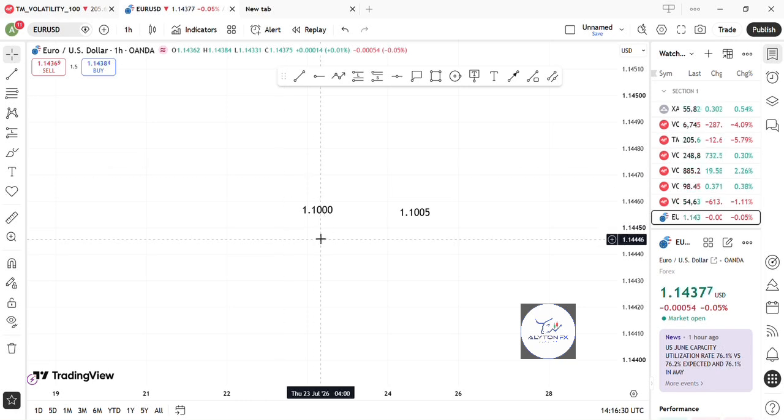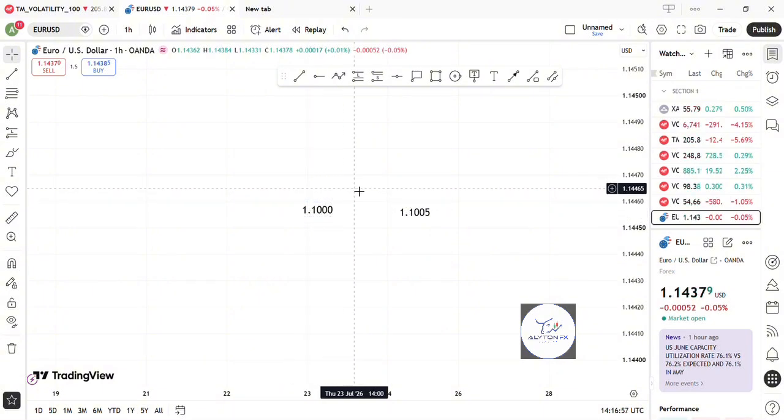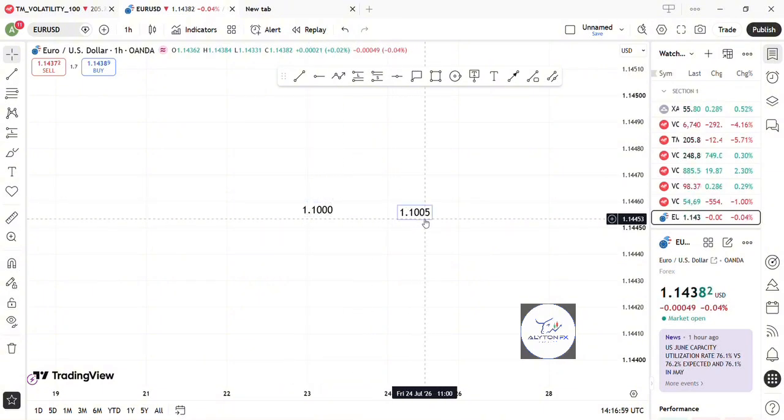So I'll be using Euro USD as a live example. So let us take that 1.1000 is the actual price of Euro USD, and you bought at this price. So this is how to calculate your pip. Let's say you bought at this price and the market increased to 1.1005.